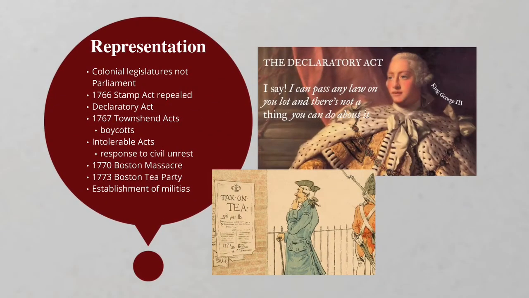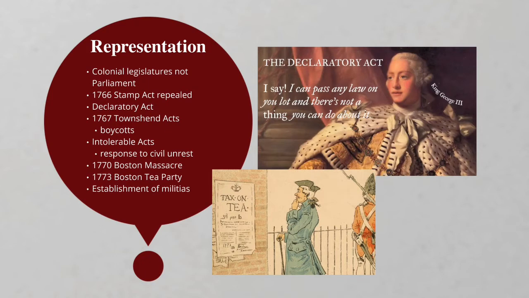With representation, colonists argued that as British citizens they could be directly taxed only by their elected representatives because they were represented in the colonial legislatures instead of Parliament. So they wanted their own form of government because obviously Parliament is across the Atlantic Ocean. So after months of colonial unrest, Parliament repealed the Stamp Act in 1766, and instead it passed a Declaratory Act.